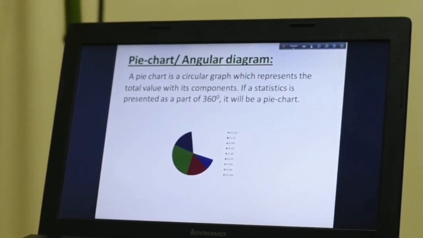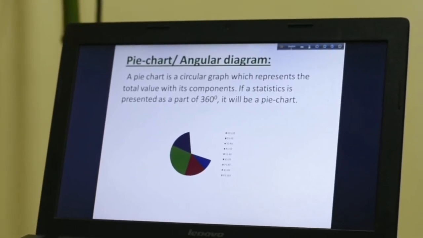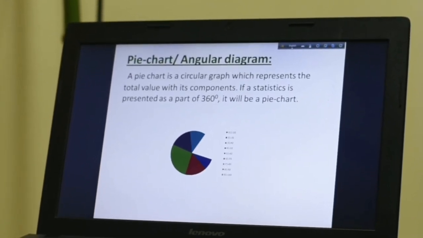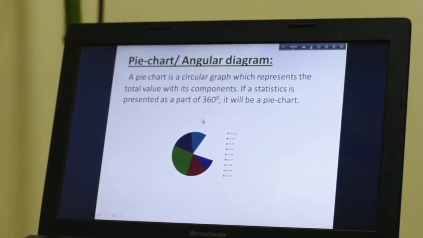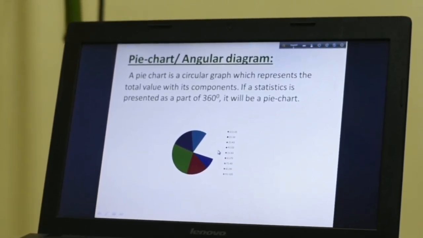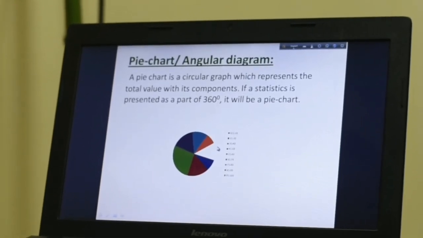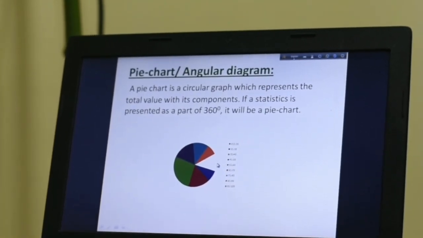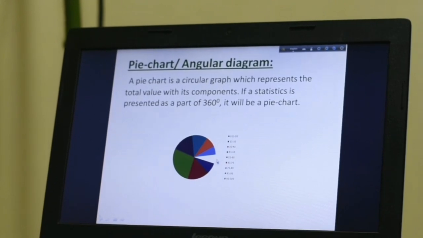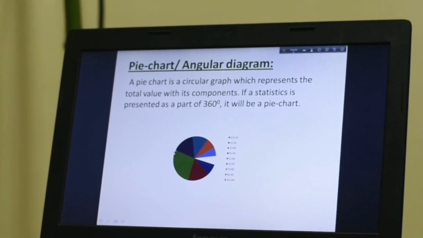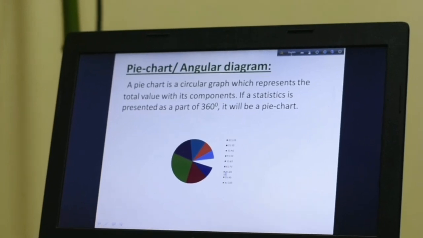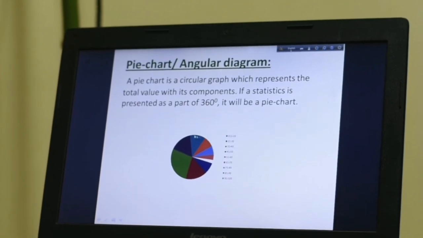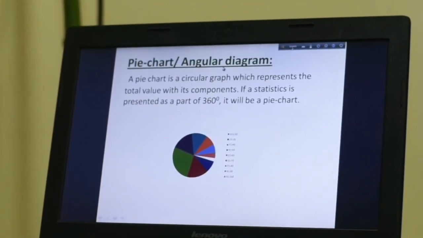In every fiscal year, July to June, the economic budget is represented by a pie chart, and in each and every newspaper's headline it is represented by a pie chart. That is, the budget of our country is represented by a pie chart. So this is a circle, and by this circle the whole frequencies of different classes are represented. That circle is known as a pie chart or angular diagram.